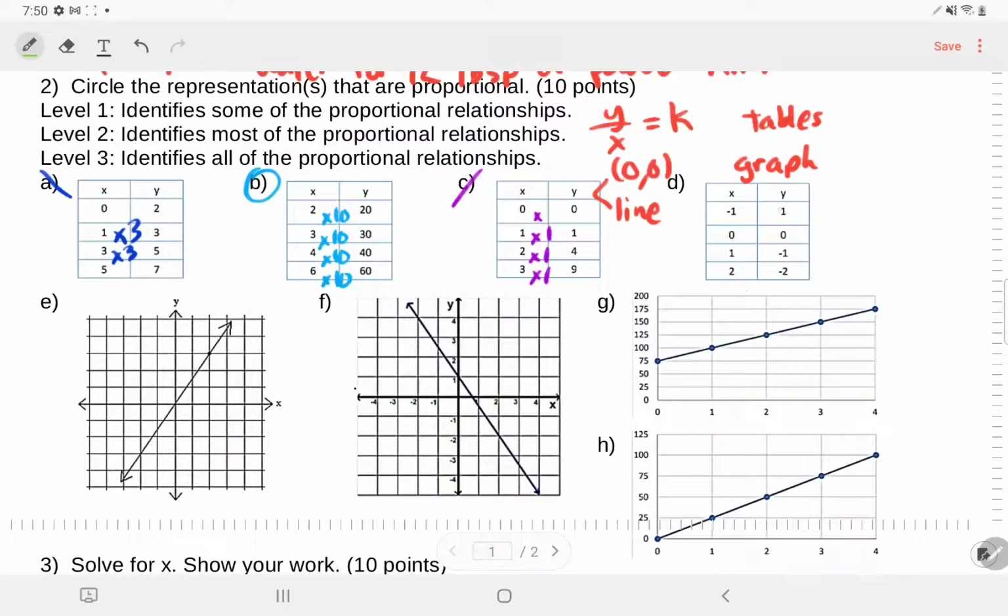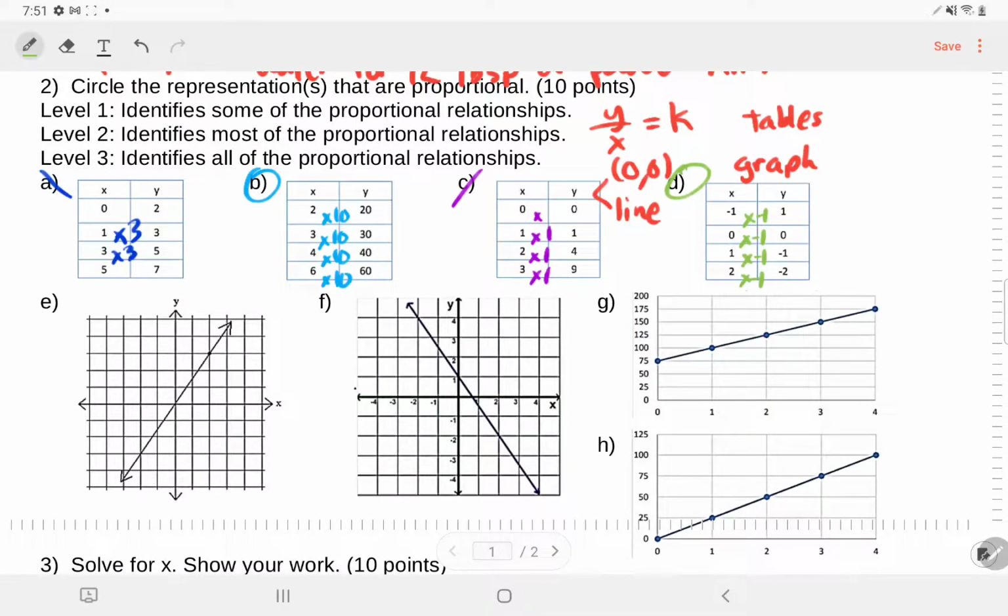For D, if we do 1 divided by -1, we get -1. If we do 0 divided by -1, we still get 0. If we do -1 divided by -1, we get 1. And if we do -2 divided by -1, we get +2. So -1 is our constant of proportionality.